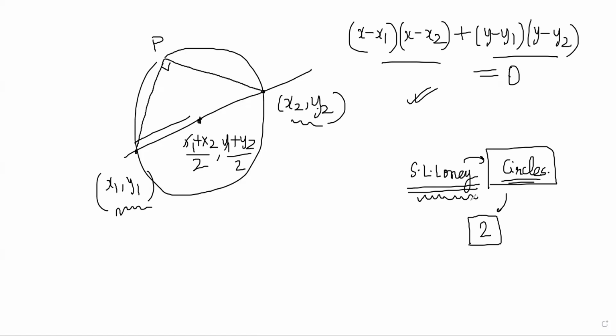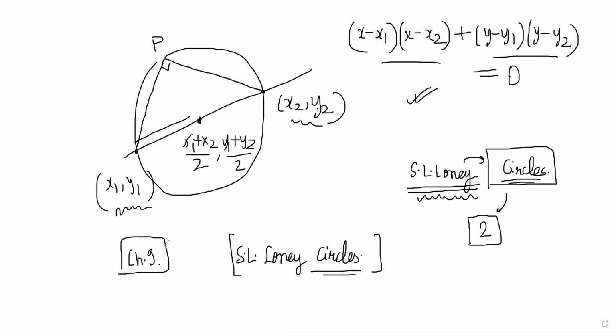So for maths, the work is chapter 9 in trigonometry and SL Loney circles. For physics, the work is as discussed earlier, chapter 6 friction, chapter 7 circular motion from HCV. You understand what you have to do, no? Yes, sir. So work on that. Next class, we'll discuss any doubts, anything in both the subjects, whatever is the problem.